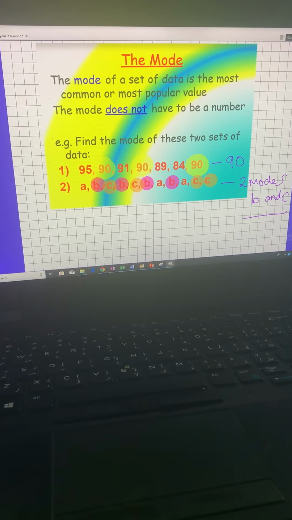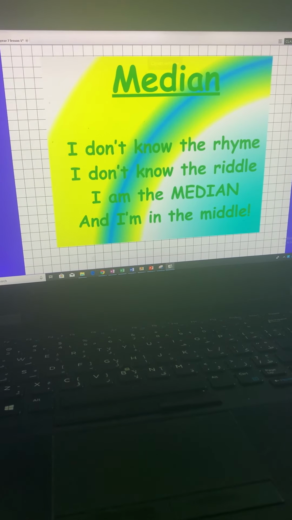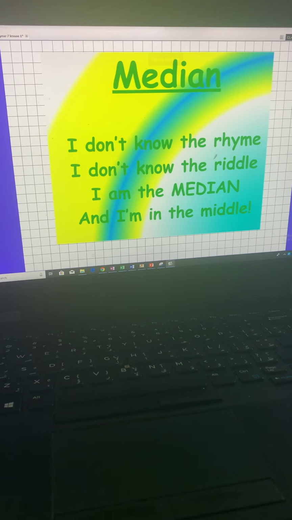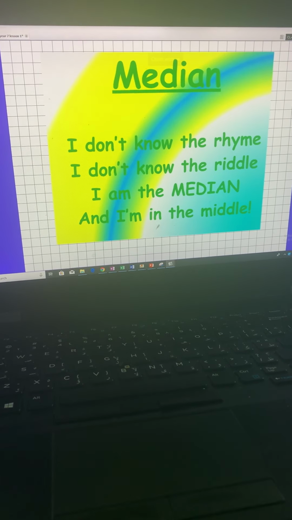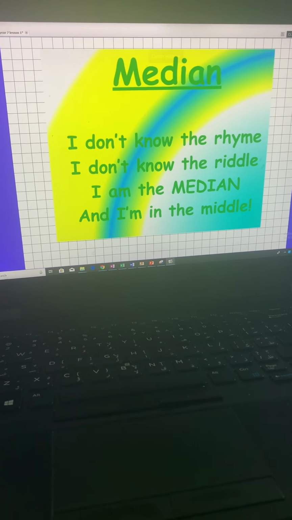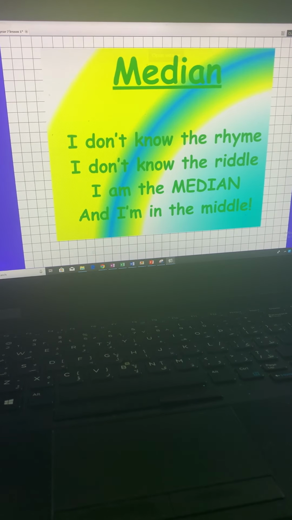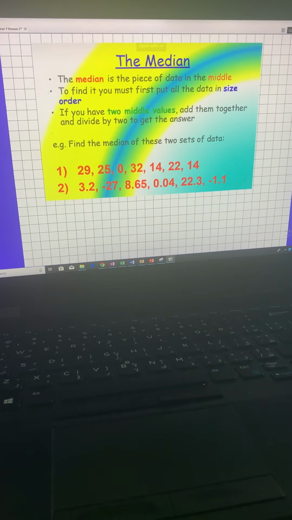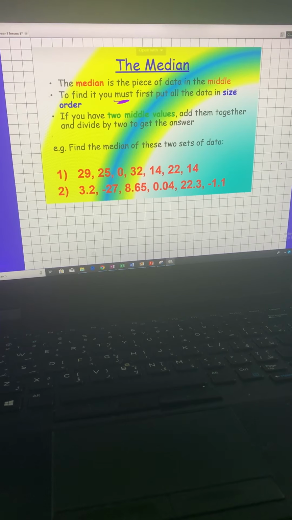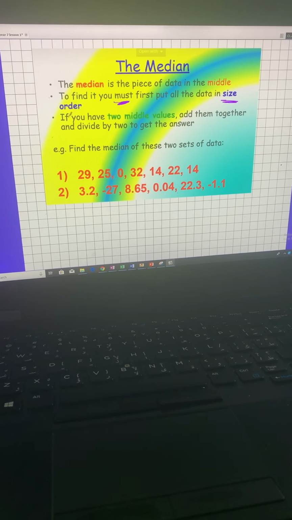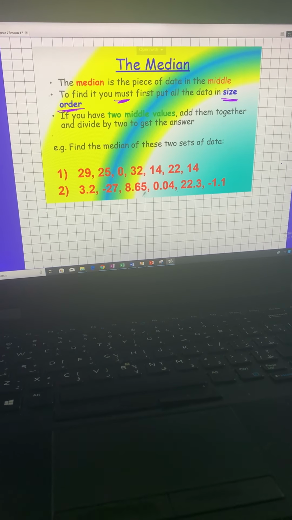Right. Let's move on to median. I don't know the rhyme, I don't know the riddle. I'm the median and I'm in the middle. Can you guess what median is? Median is the number that's in the middle. However, you must put the data in size order, so smallest to biggest.